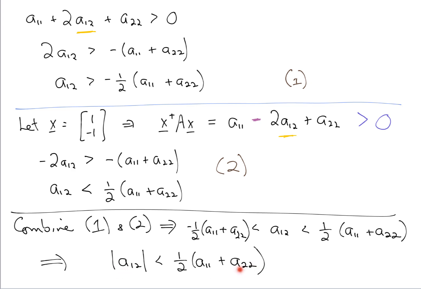But what this is telling us is that if you look at your matrix A, if you pick an off-diagonal entry, the size of that off-diagonal entry is smaller than the average of the diagonal entries that correspond to it. In absolute value, this off-diagonal entry is smaller than the average of these corresponding diagonal entries. So that's one interesting result.